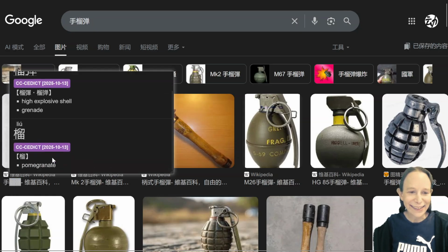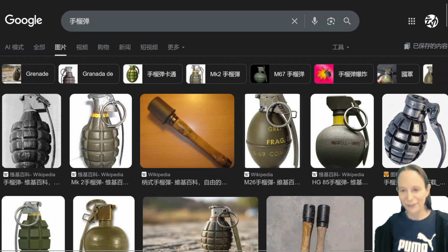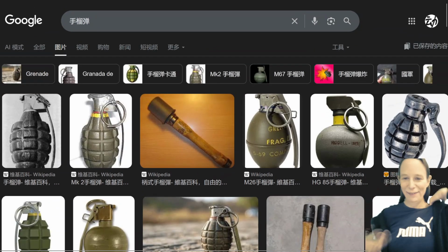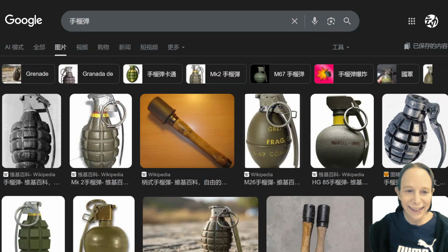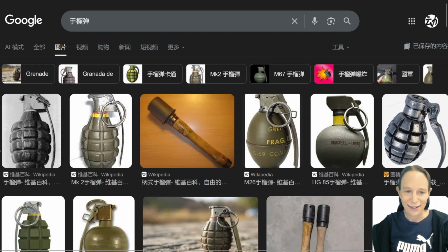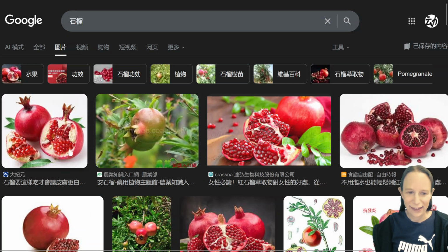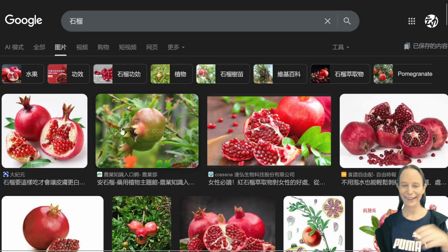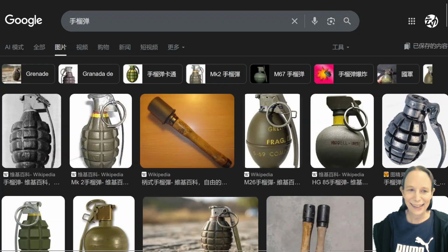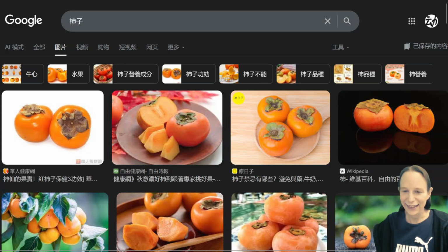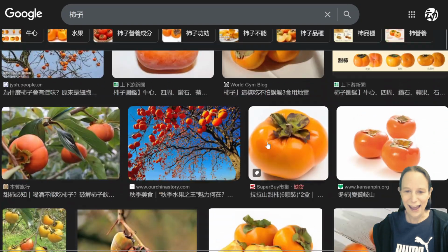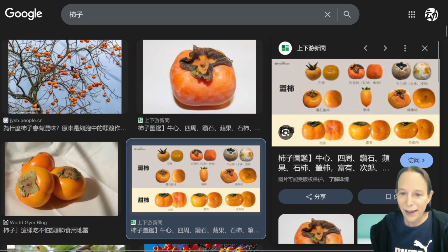Liu dan. Oh, you can just use liu. Hand pomegranate explosive. Apparently it looks like a pomegranate, maybe because it has lots of things that will unevenly or semi-evenly fragment, like a pomegranate. Okay, shi is different. This is shi, persimmon. Oh, there's different types of persimmons. I can't read that character.